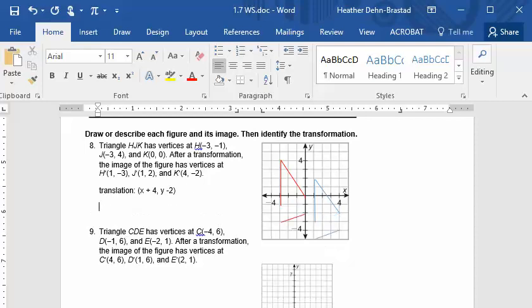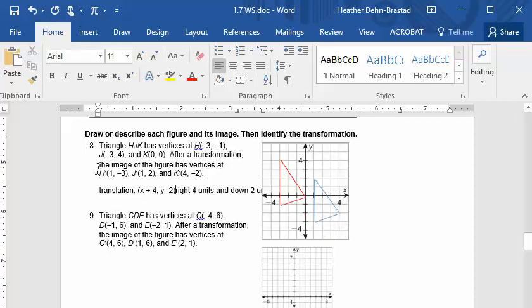You can also write that in words. You can say it was translated right 4 units and down 2 units. So either way is a valid way to write a reflection, or I mean a translation. And I see that when I did that, it moved my bottom line, so I just deleted that extra line. So the same thing for 9, and so on.